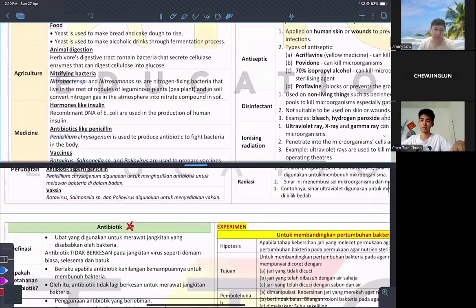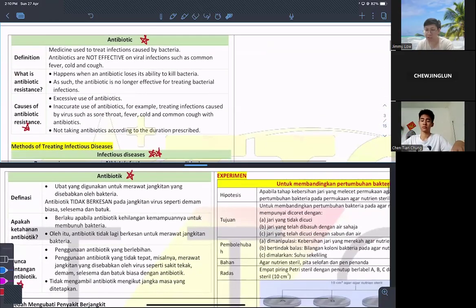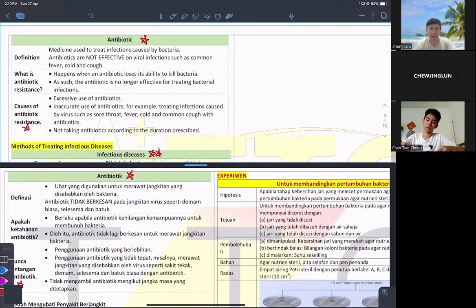Okay, then in terms of an antibiotic, just go through. They will ask about antibiotic as well. Antibiotic is what? It's a kind of thing that is used to treat bacterial infection. Okay, so what is antibiotic resistance as well? You have to go through. Antibiotic resistance means whenever you cannot use your antibiotic to kill bacteria anymore. Okay, so what is the reason? You go through.